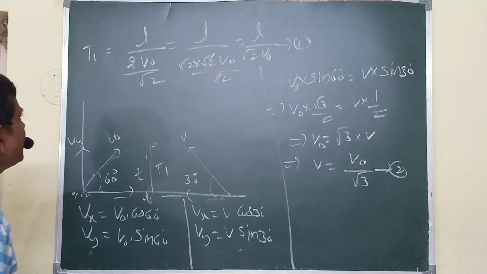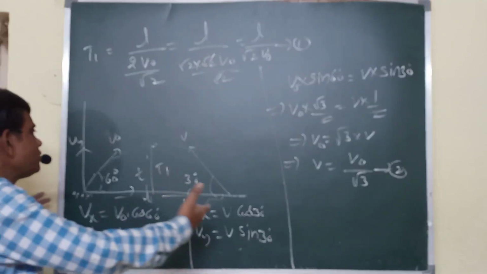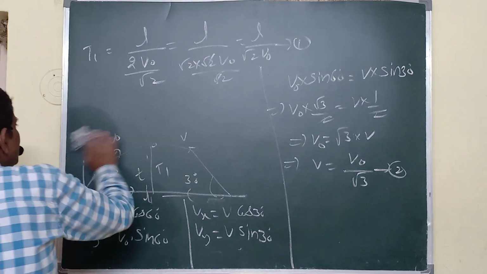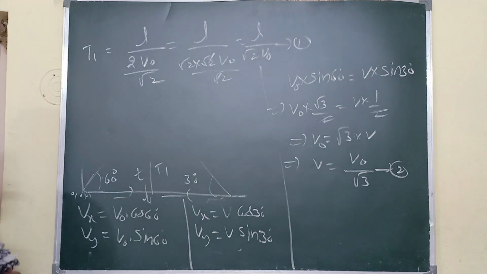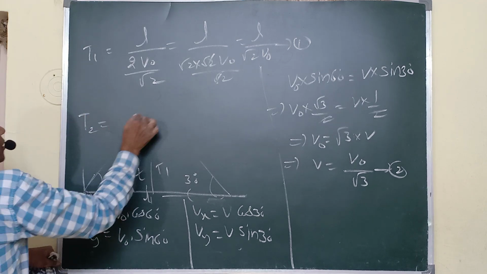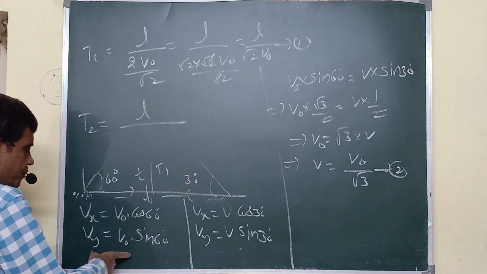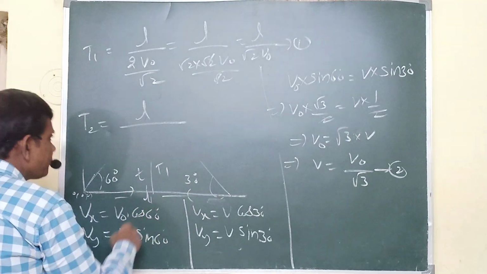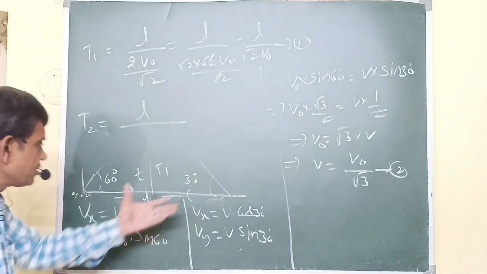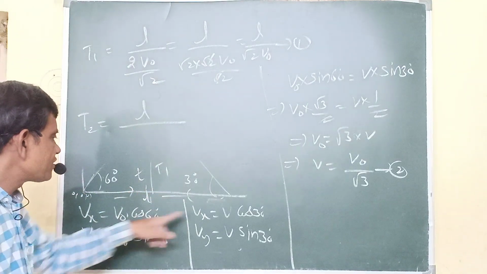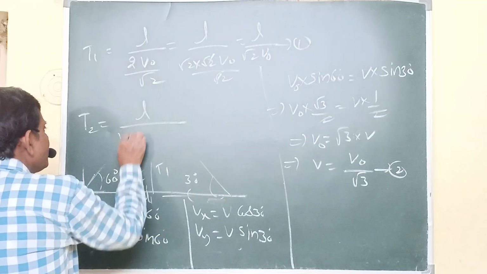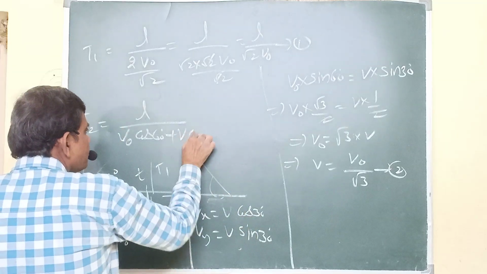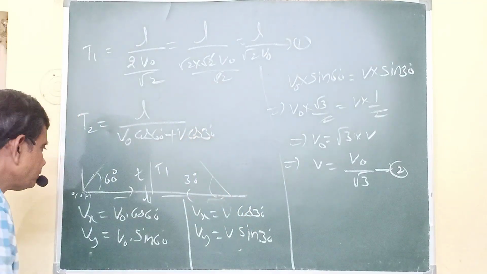In this case, how much time is taken to meet? T2 is the time we had given. Now we go to T2. What is T2? T2 equals the distance, same as given, L, divided by the relative velocity. What is the formula for meeting time? Distance by relative velocity. So horizontal components: Vx plus Vx, that is V naught cos 60 plus V cos 30. So that is the time.